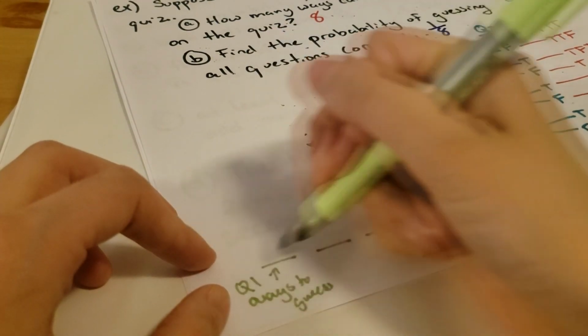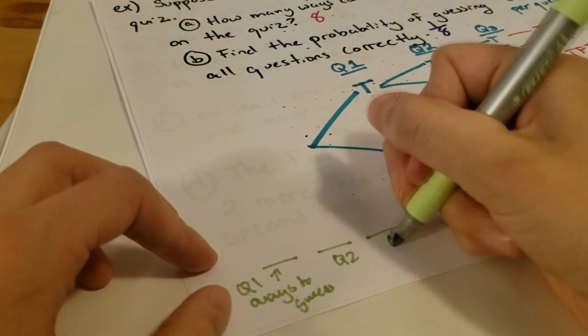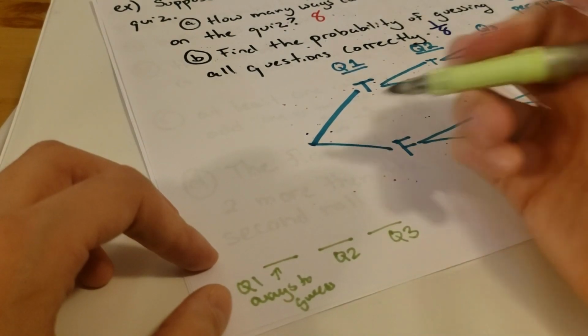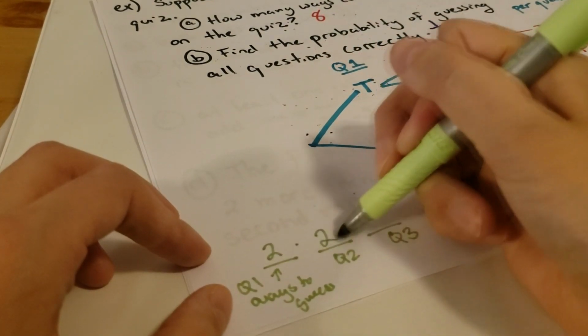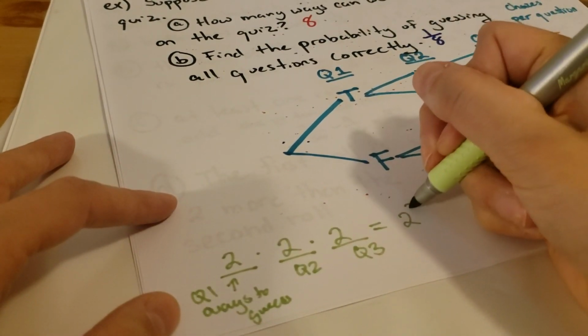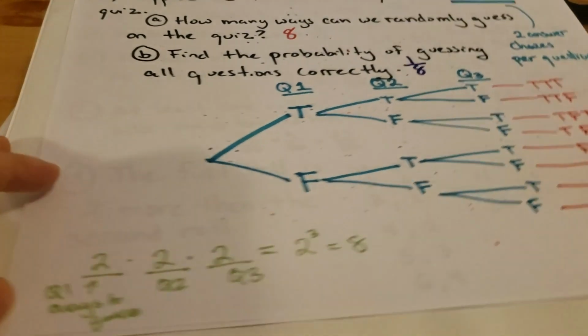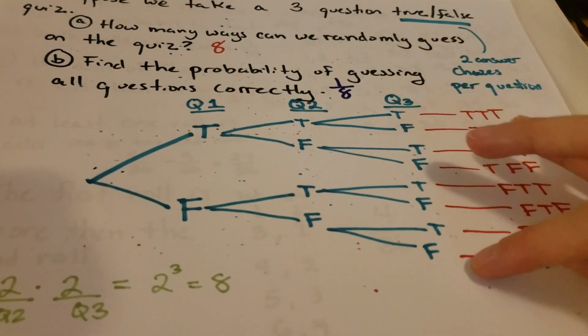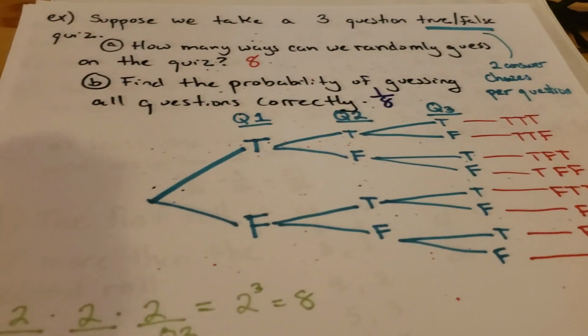Right, so this would be for Q1, for question 2, ways to guess for question 3, right? They're all true, false, so each one has 2 choices. If we multiply 2 by itself 3 times, we end up getting 8, which ended up being how many branches we had at the end of our tree.